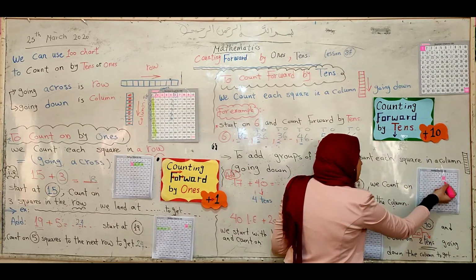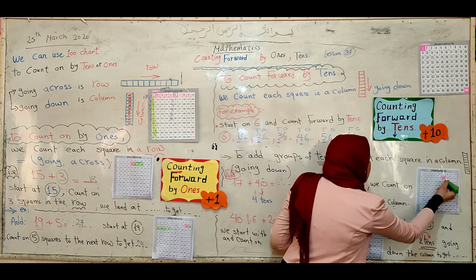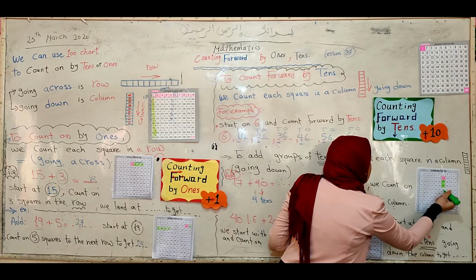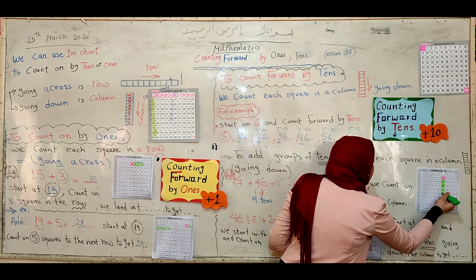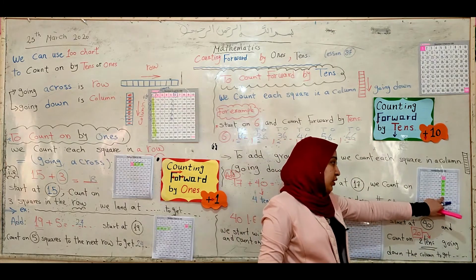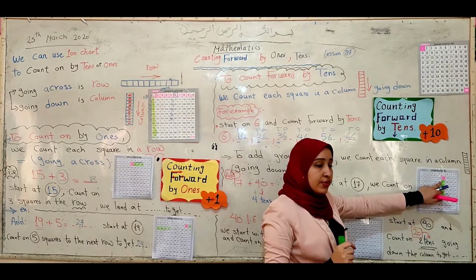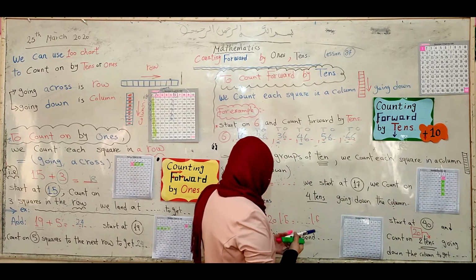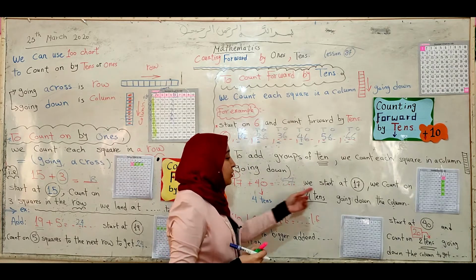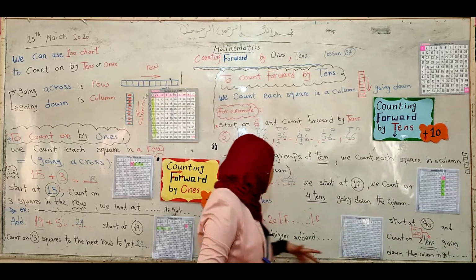I stand at 17. Let's count 4 squares. Down 1, 2, 3, 4. So we land at 57. So 17 plus 4 tens, or plus 40, we get 57. So we start at number 17 and we count on 4 tens going down the column.